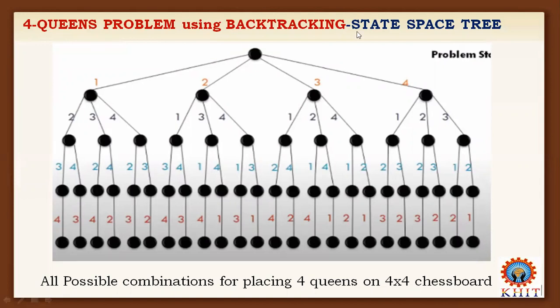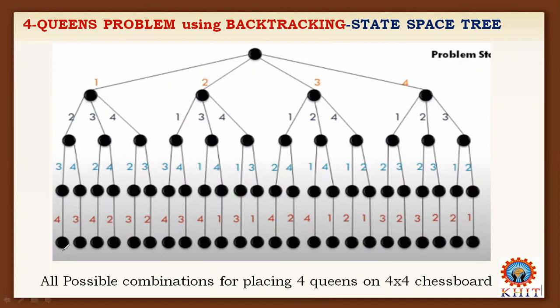Here, the diagram clearly represents all possible combinations of placing queens on a 4 by 4 chessboard. All 4 queens are to be placed in a 4 by 4 chessboard. So how many ways can we place all 4 queens? There are 4 into 4, 16.